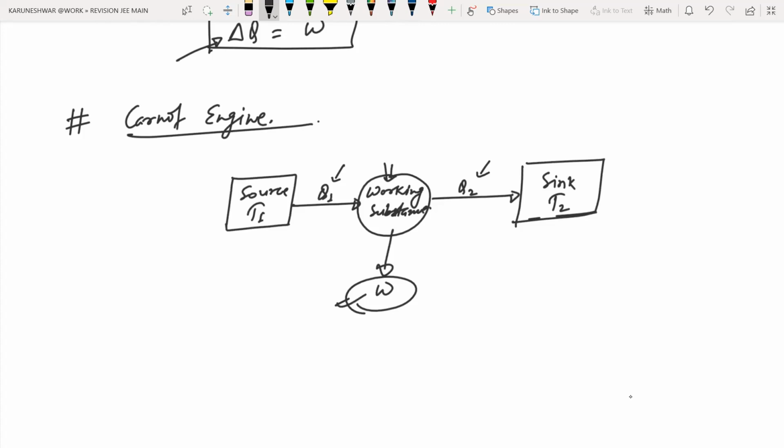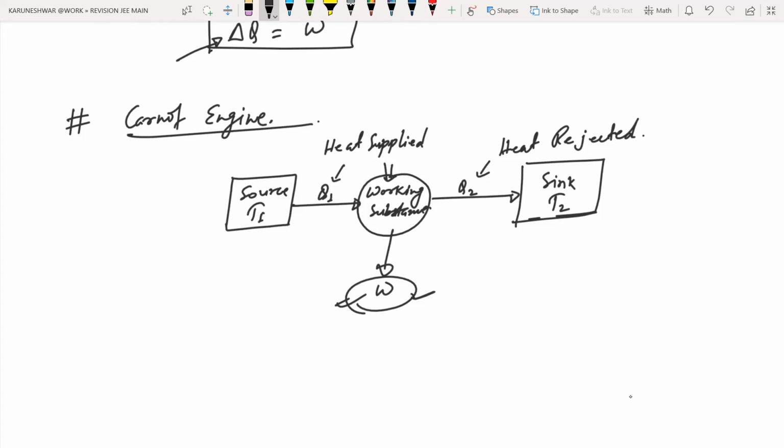So Q1 is called heat supplied. And what about Q2? Q2 is heat rejected. On the basis of heat rejected, you can see that if the working substance takes 100 joule per second and rejects 20 joule per second, then the work done will be 80 joule per second. So of the heat we are supplying, some work is happening, and the remaining energy goes into the heat rejected part. So how can you calculate the work?